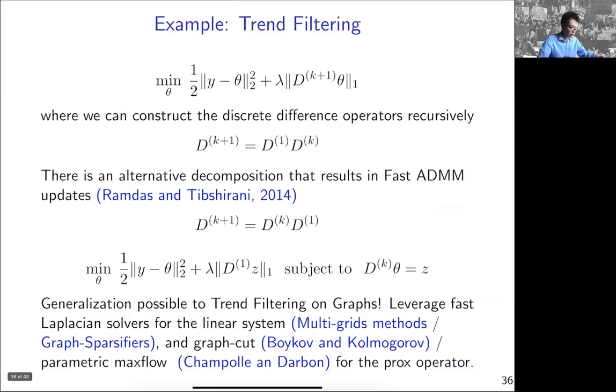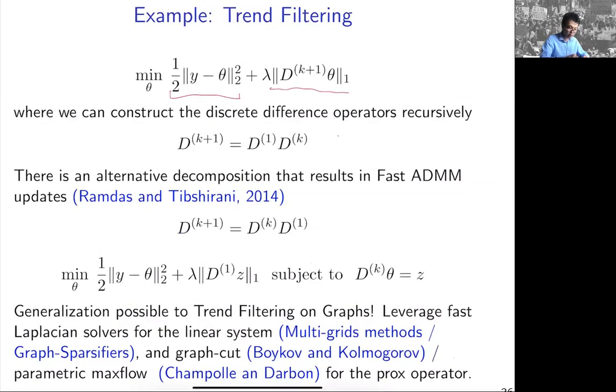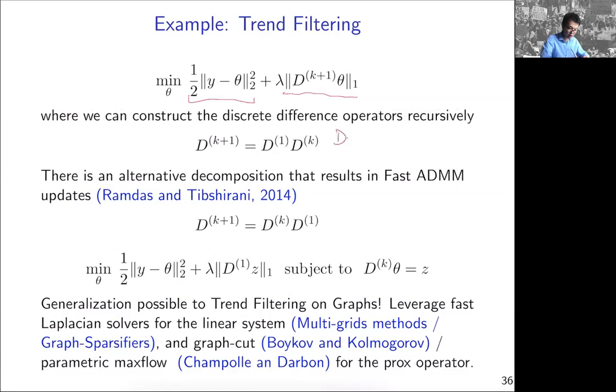The first example that I'm going to give is trend filtering. We've seen this kind of objective function. We have a quadratic function that we want to minimize, and we have a penalty in the form of the k plus first order discrete difference operator. Let me make it a more concrete example. D1 is the kind of matrix that looks like -1, 1, -1, 1, -1, 1, -1, 1. So it's almost a diagonal matrix. It takes adjacent differences of the points.